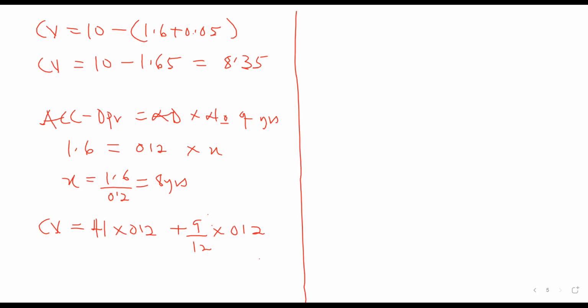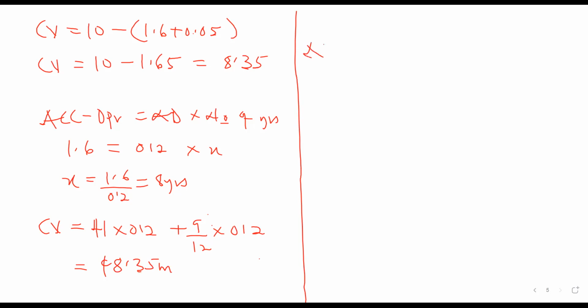That will give you 8.2. Then you find your 9 over 12 times 0.2. You add it to your 8.2, you'll be getting 8.35. So anyhow you want to get it, the only thing is just get a carrying value. That is the most important thing. So our carrying value is 8.35 at the date of the classification. So let's get a carrying value.